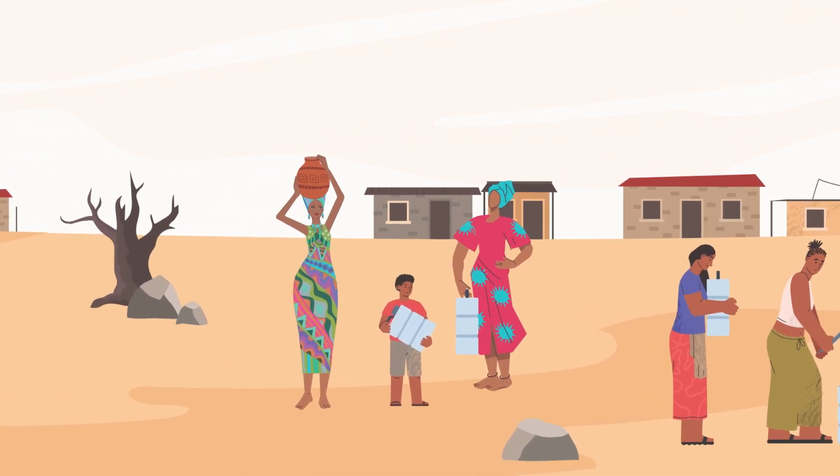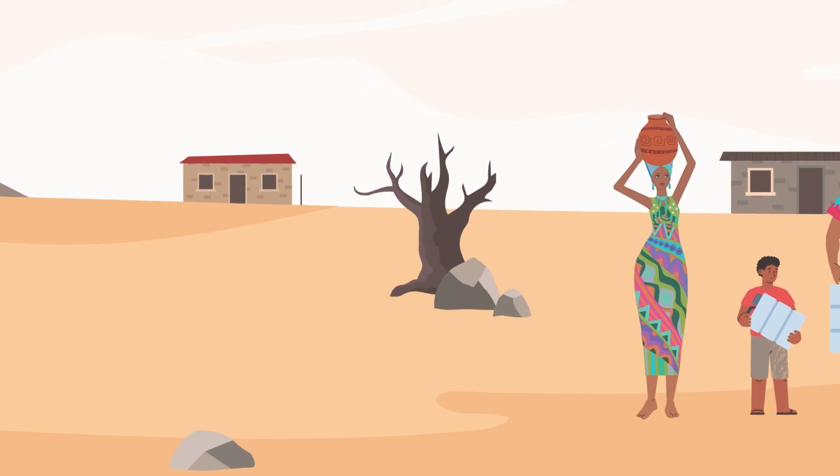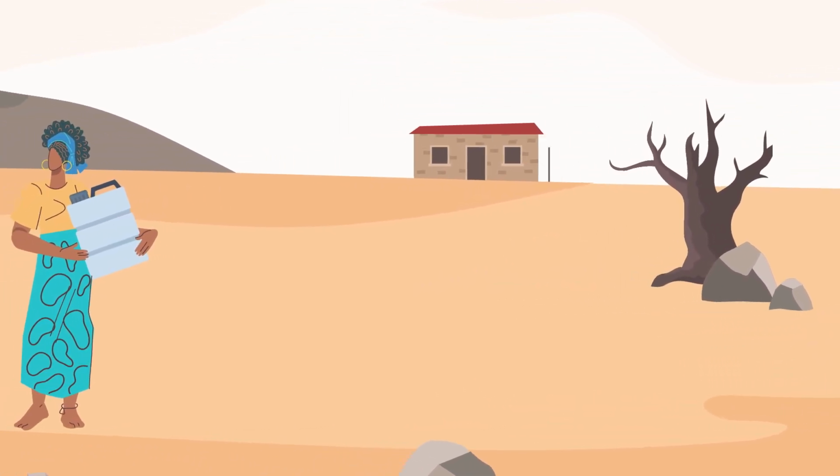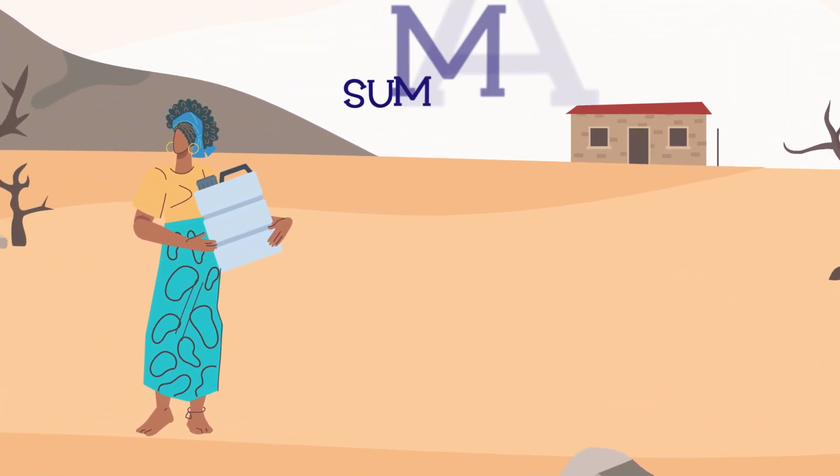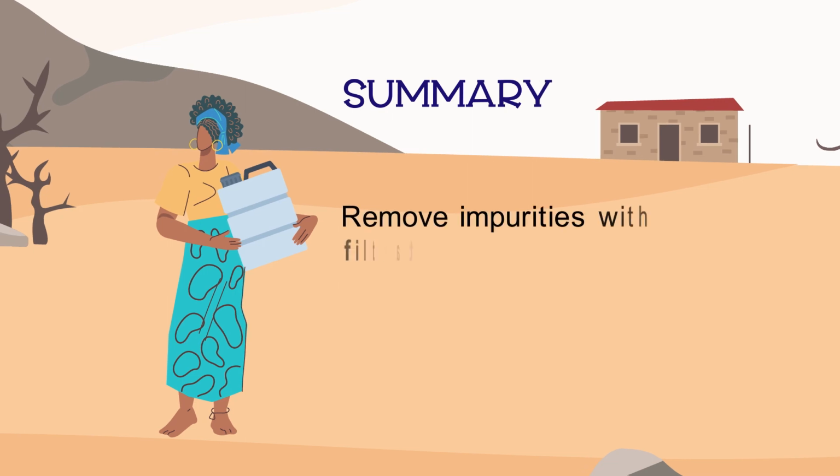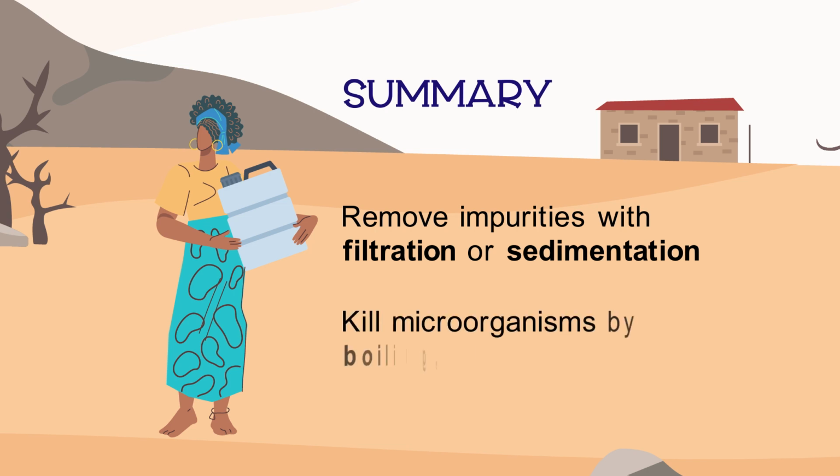The method or combination of methods you choose to treat water will depend on available resources and what is in the water. It is a good idea to use one method to remove impurities, such as filtration or sedimentation, and combine it with a second method that kills microorganisms, such as boiling, chlorine, or ultraviolet light.